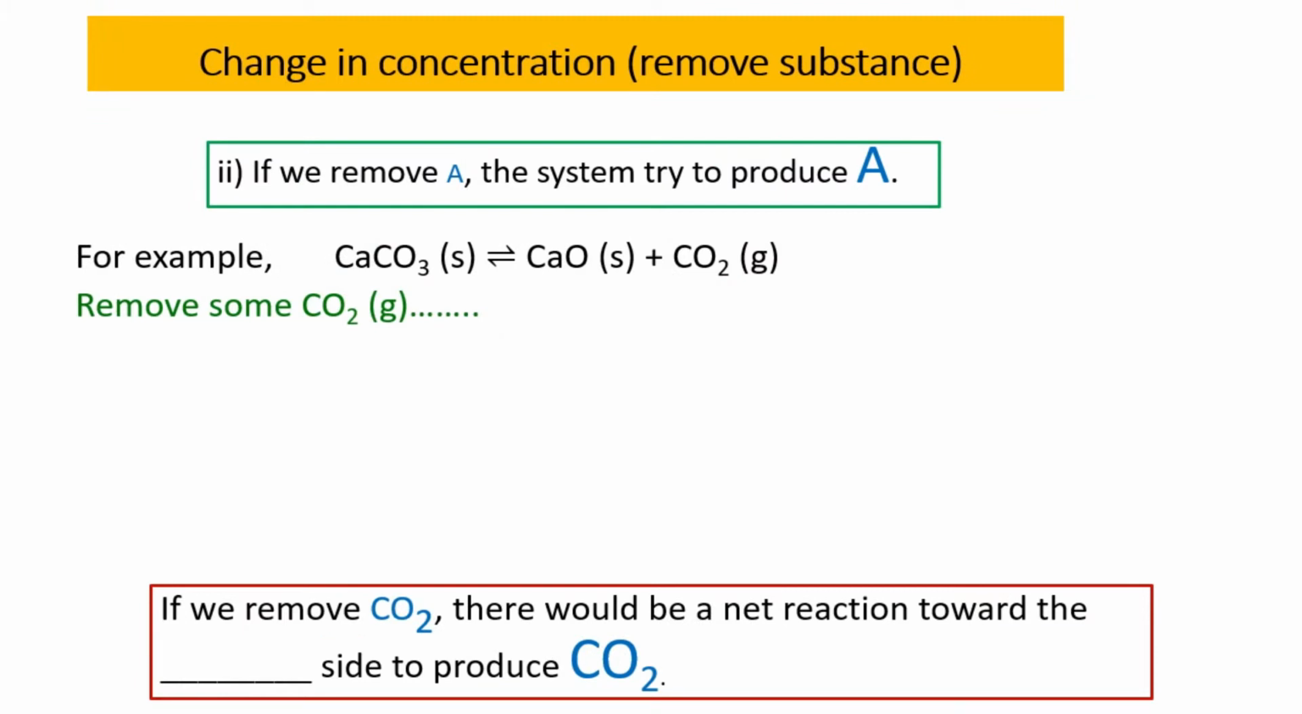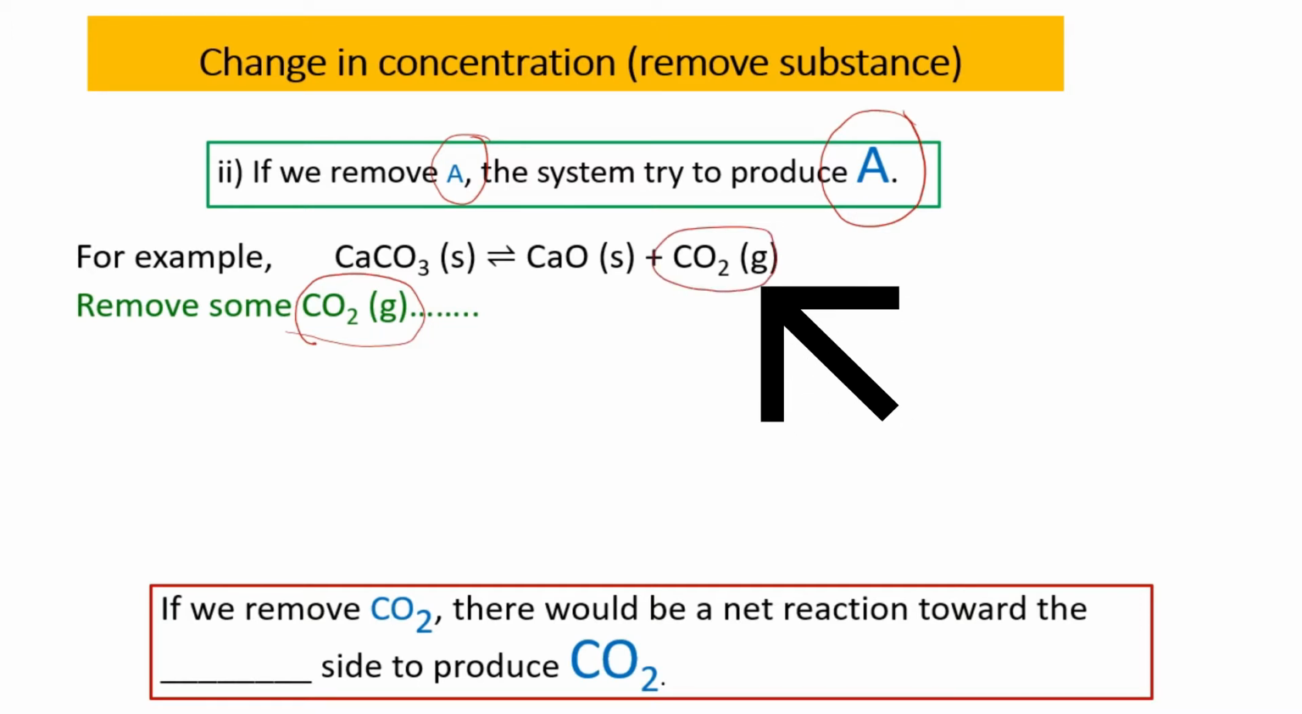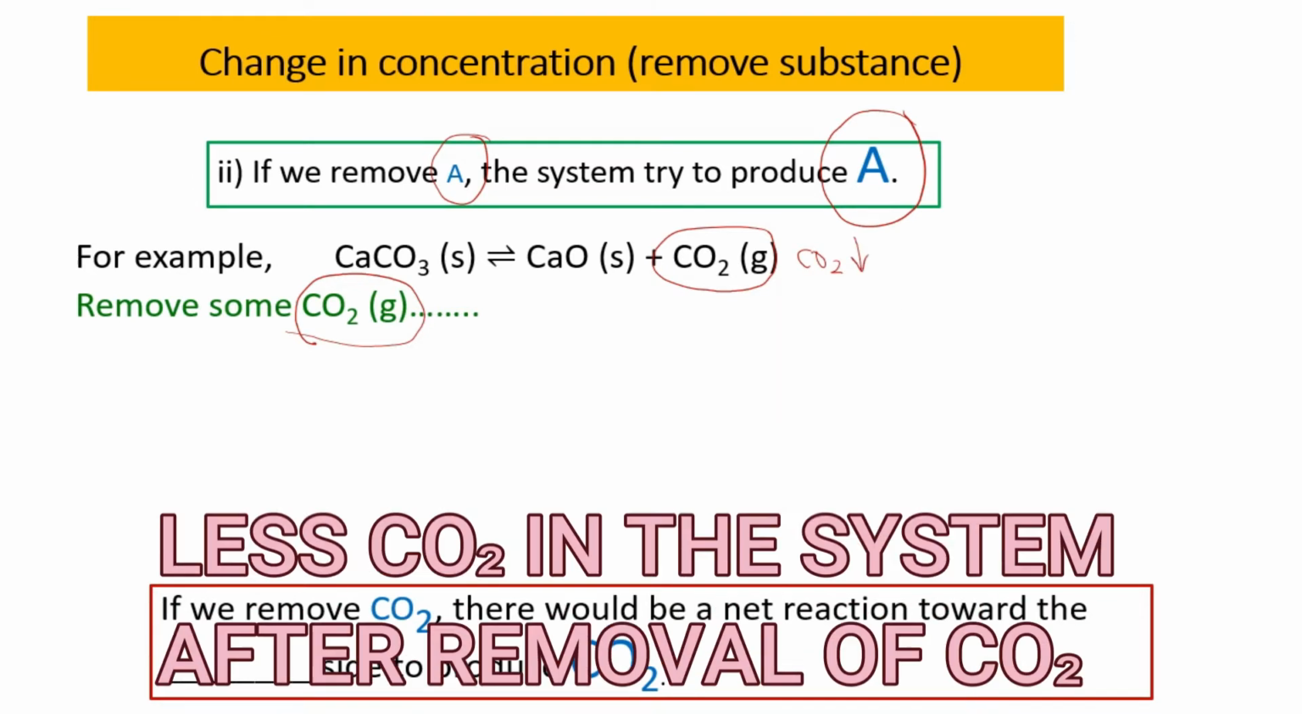Now what happens if we remove some of the amount of A? The system is not balanced, so it tries to rebalance by producing more A. Look at the system again. If this is at equilibrium, we try to remove some carbon dioxide. This is carbon dioxide. When you remove some carbon dioxide, what happens to the amount of carbon dioxide? There will be less carbon dioxide in the system.